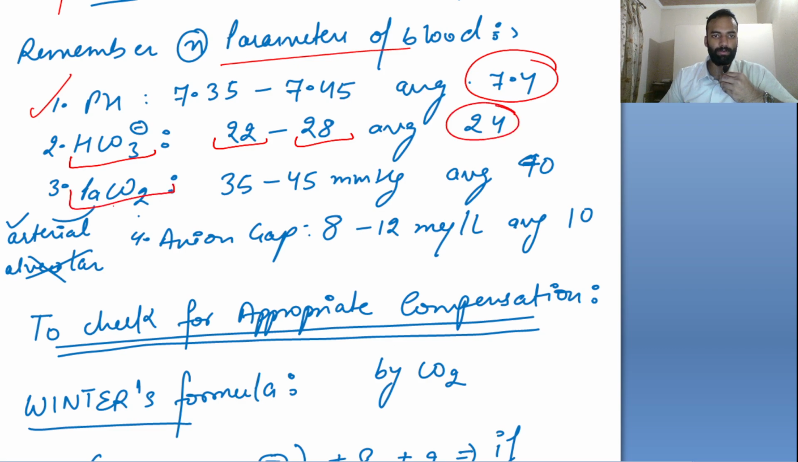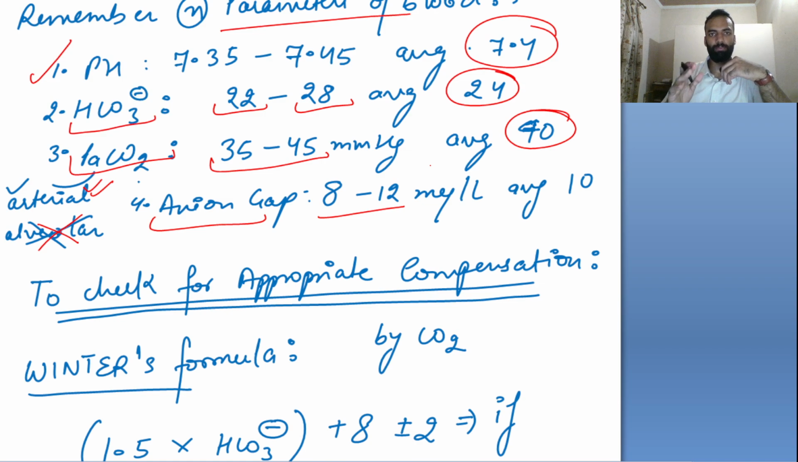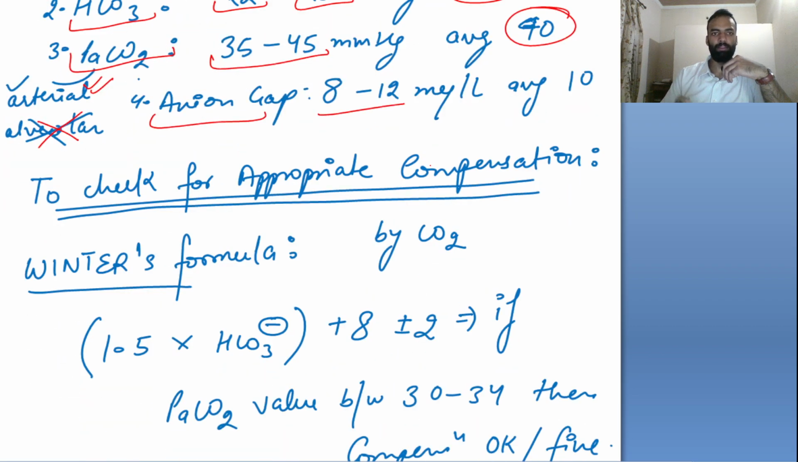Partial pressure of CO2 in arterial blood, it is not in alveoli, it is arterial blood. So it comes out to be 35 to 45. Average is 40. And anion gap, which is 8 to 12, we have seen earlier also. So now you have to remember all the parameters of the blood first, and there always comes a question in every exam. We have to check for compensation, whether it is appropriate or not.